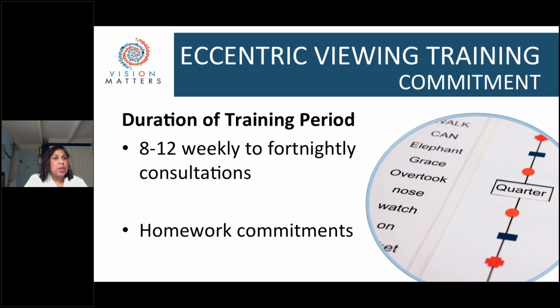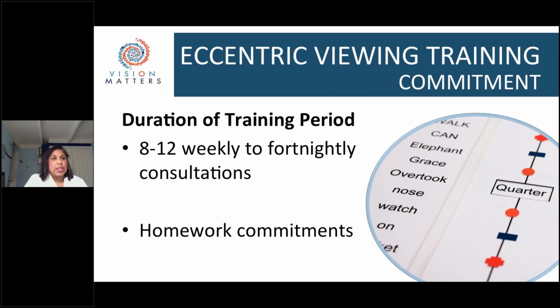The literature has shown that 8 to 12 sessions are needed to be able to make a change and produce better vision. In my practice, patients generally see me weekly for the first half of the program and then fortnightly for the remainder of the program. Patients will be provided with training material and tasks for them to practice in between sessions. This homework is actually an essential component for the success of the program.